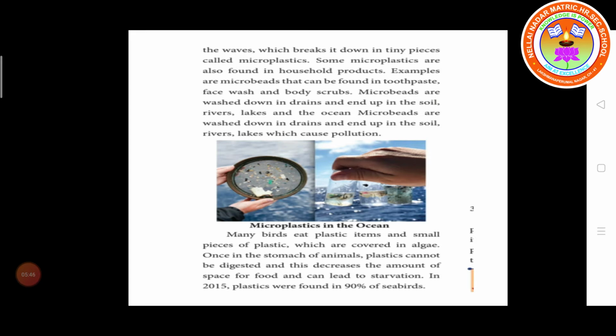Some microplastics are also found in household products. Examples are microbeads that can be found in toothpaste, face wash. All of you have heard of that. The microbeads are present in toothpaste, face wash, body scrubs. Microbeads are washed down drains and end up in the soil, rivers, lakes, and the ocean, which causes pollution.